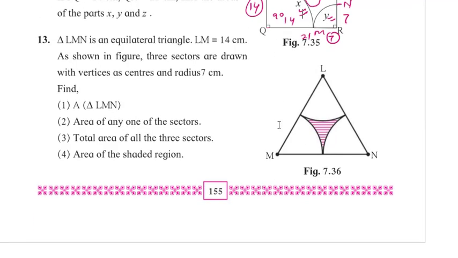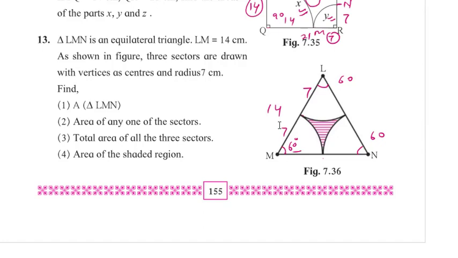Now let us come to this last problem. LMN is equilateral triangle. So when I say equilateral triangle, that means each angle is 60 degrees. So this central angle we all know, it is 60 degree. Okay. LM is 14. So each side is 14. 3 sectors are drawn with vertices as center and radius. So radius they have given, this is 7, this is 7. Okay. So radius I know, this angle, central angle theta. So I can find out this area of sectors.